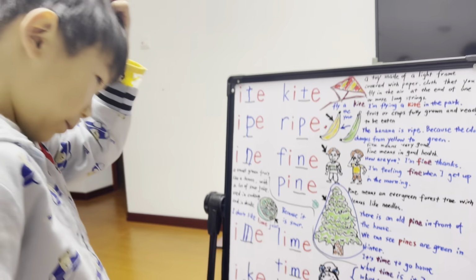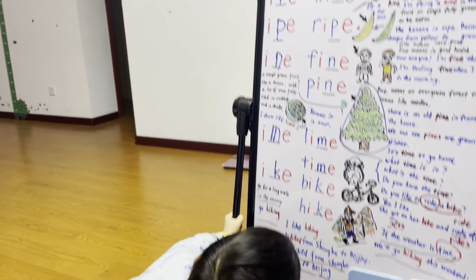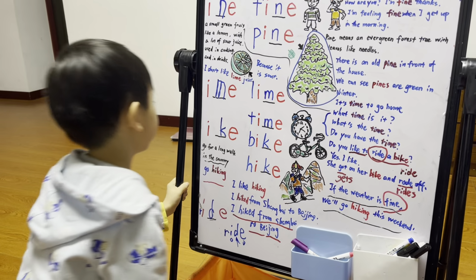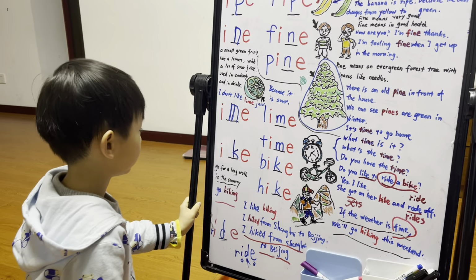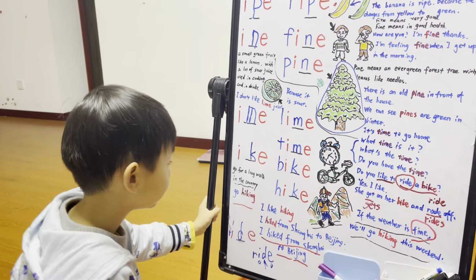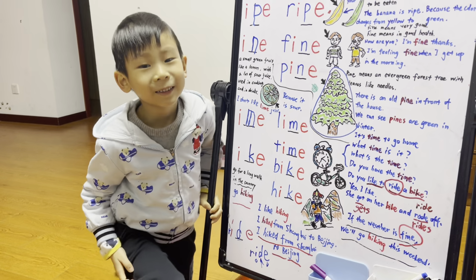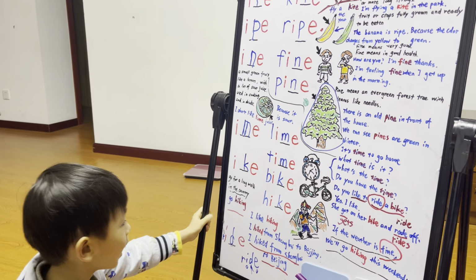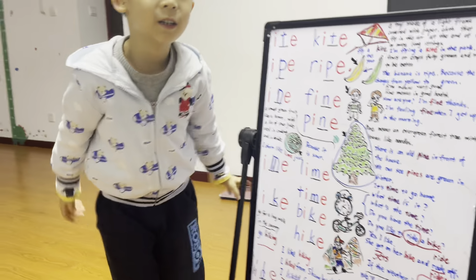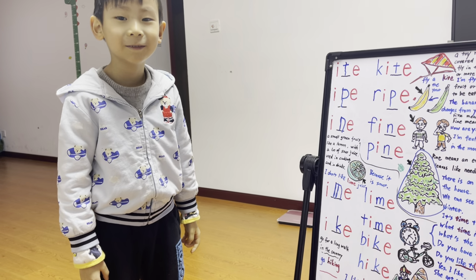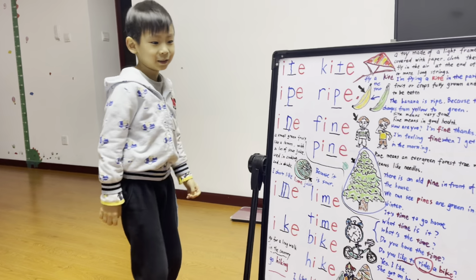Okay. Next word. I-K-E. How do you say I-K-E? I-K-E. Yes. I can say ike. Ike. How do you say bike? B-ike. Bike. Okay. Do you have a bike? Yes. Okay. Next word. Hike. Hike means go for a long walk. Do you like hiking? No. No? Okay. That's our words today.